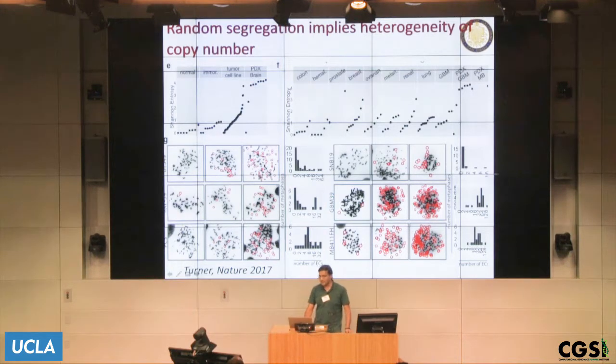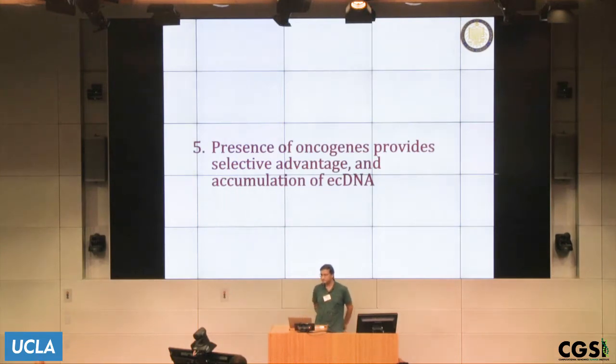And here are more concrete examples. This is a cancer cell line. I'm sorry it got erased out here, but you see no ecDNA here, a few here, and many here. And you can see that there's heterogeneity, right? So that's our proof that there is random segregation of cells. Okay? So presence of oncogenes provides a selective advantage and accumulation of ecDNA, right?